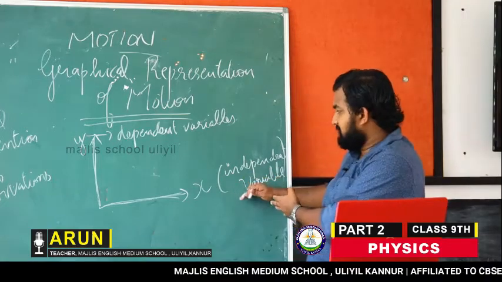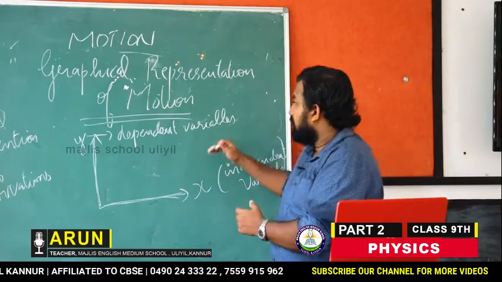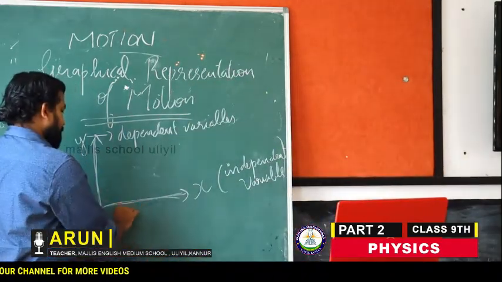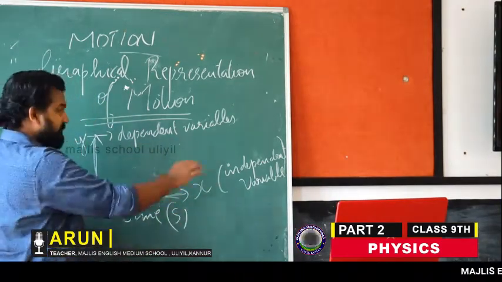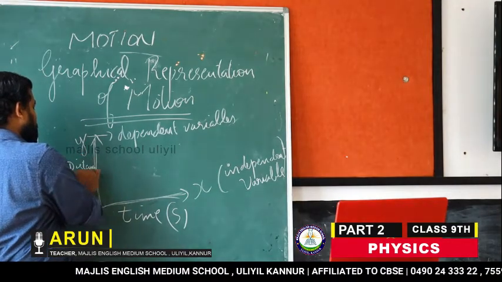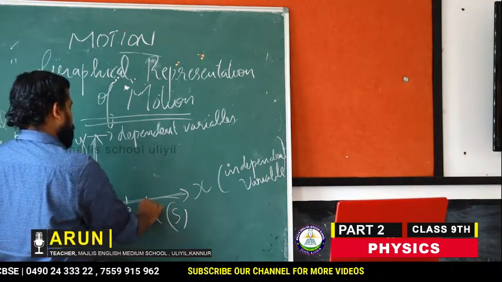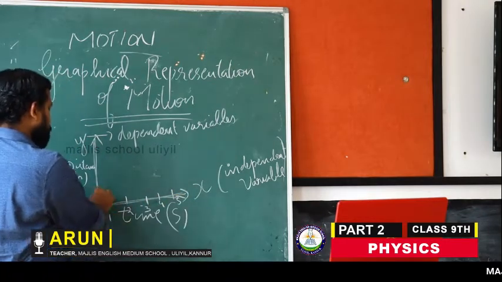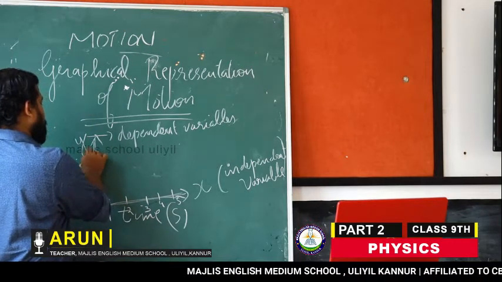So in x-axis we will always plot the independent variable, and in y-axis we will plot the dependent variable. When I give an example, you will understand it. For example, let us take time, whose SI unit is seconds, in x-axis, and we will be taking distance, that is meter, in y-axis. So 1, 2, 3, 4, 5, and 0, 10, 20, 30, 40, 50.